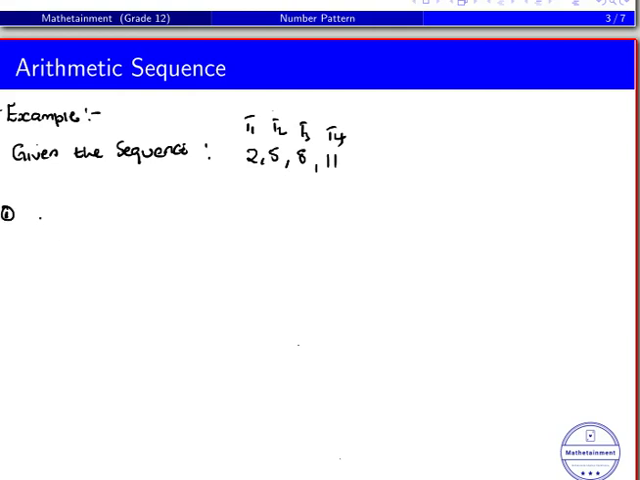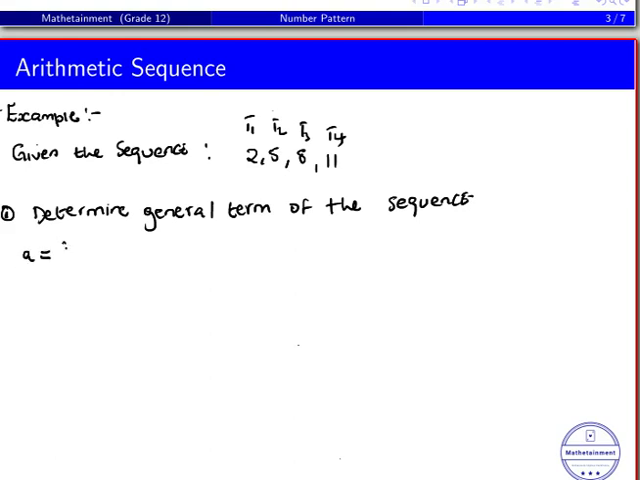Number 1. You are required to determine the general term of the sequence. For you to determine the general term of the sequence, you have to know your value of A, and you have to know your common difference before you get your Tn. Because you know that your Tn is equal to A plus n minus 1 multiplied by D. Luckily enough, because you are given a sequence, it is easy for you to find your first term, because your A is your first term, and your first term is equal to 2, which is equal to A.